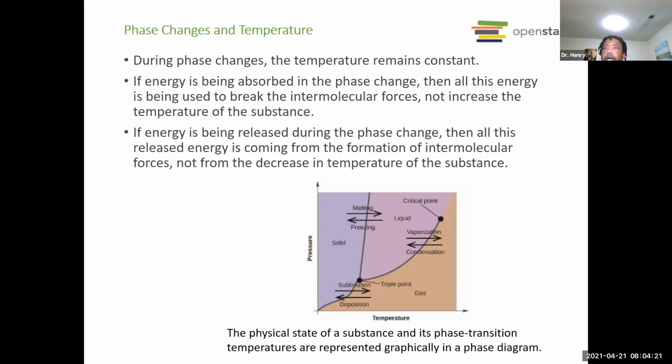Okay, so basically phase diagrams are just diagrams that let us know where those phases take place. And it's in relationship to pressure and temperature. So for instance, if you take a look at the phase diagram that's shown below, you have the triple point. Triple point is the point where you have all three states. So you have solid, liquid, and gas.